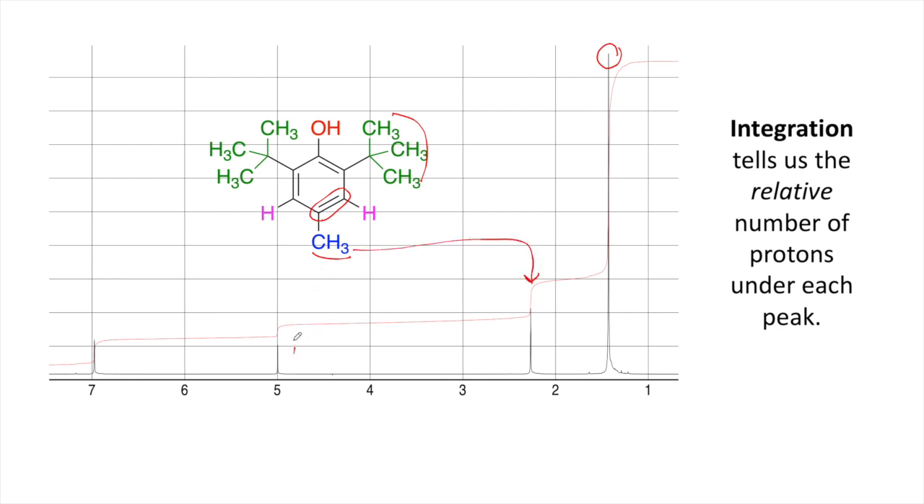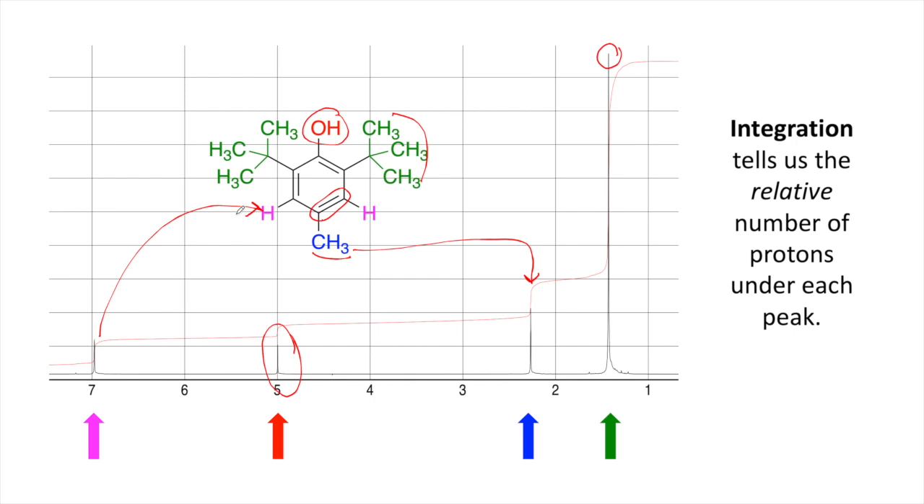We've got a peak here. It's hard to see. It's right on the 5.0 line. That is from our hydroxy, and our peak around 7, that is exactly where aromatic protons show up. And so that is where we see those two hydrogens.